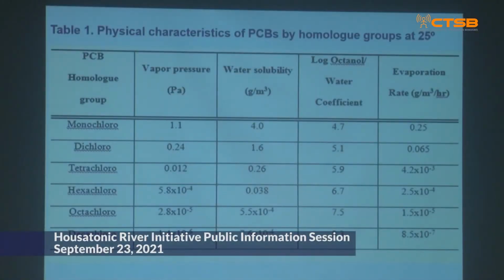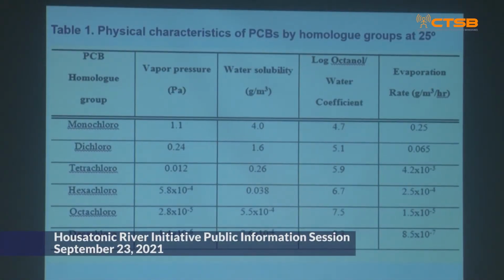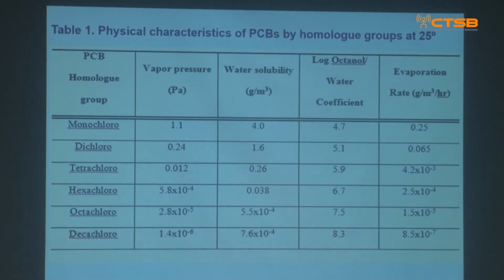4 chlorines or 6 chlorines or 8 chlorines or 10 chlorines, the more chlorines, the less volatile the PCBs are. In the next column, the same is true for water solubility. So those with few chlorines, they're still not terribly soluble, but they're relatively more water soluble than those that have 10 chlorines. And that's because the log octanol water coefficient, that's a number that tells you would they rather be in a fat solution or in a water solution.